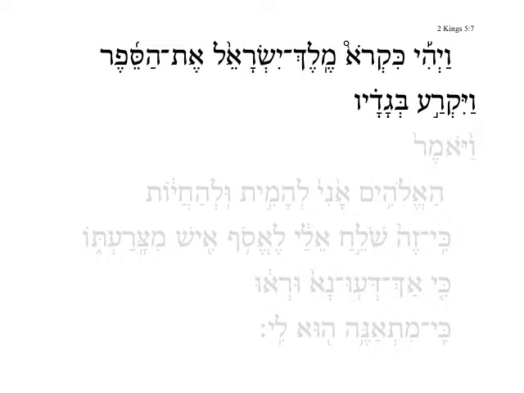2 Kings 5:7a. Vayehi kikro melech Yisrael et ha-sefer vayikra begadav. Notice first we have this background setting set up, and then the narrative verb carries the story forward next. Very typical of what we've seen in this story so far: background, then story. And it was when the king of Israel read aloud the letter that he tore his clothes.